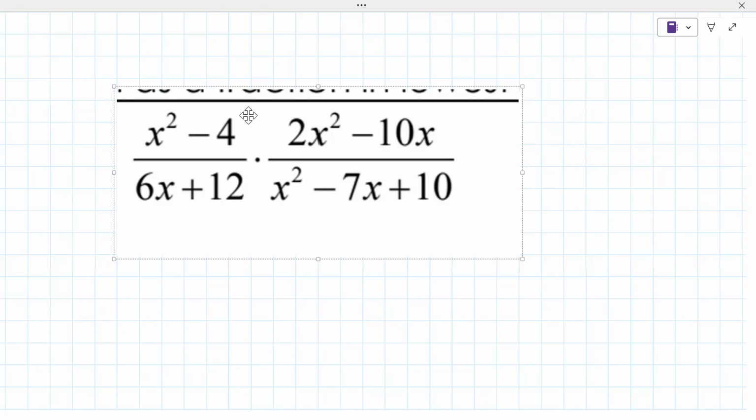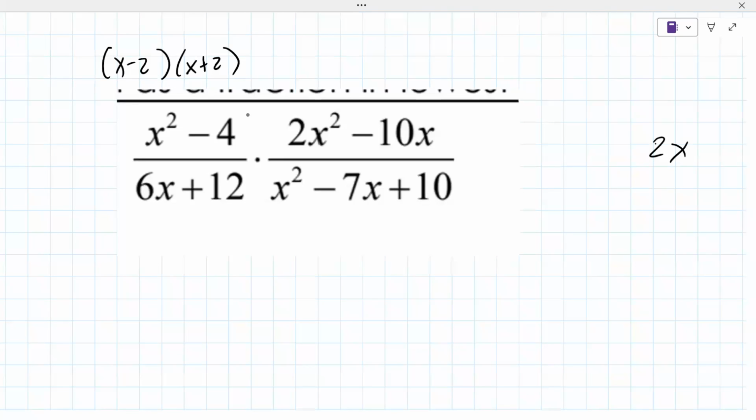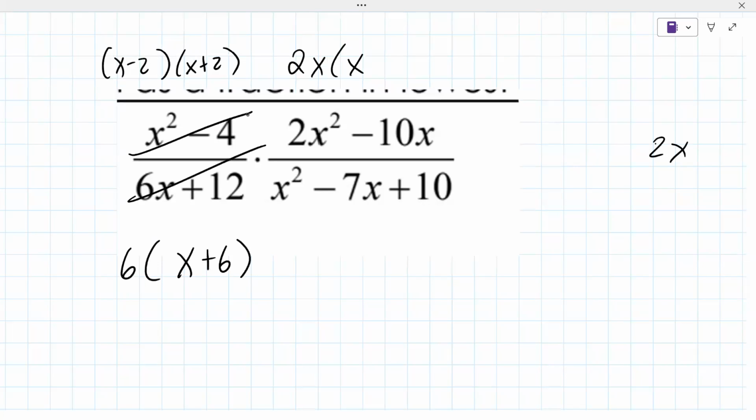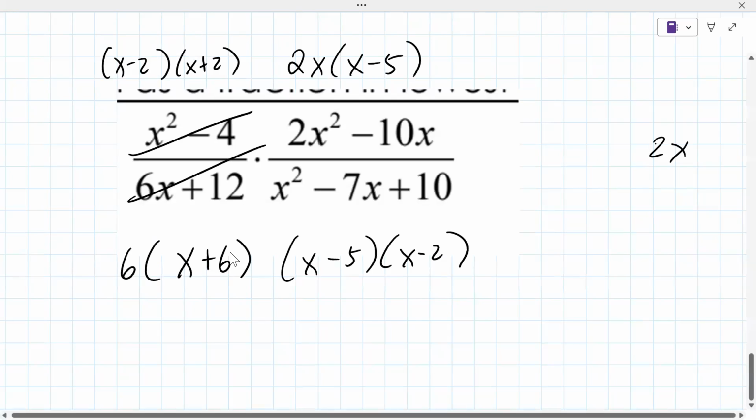I got 2x, just after, 2x, nothing more. Okay, let me take a look here. So I get x minus 2, x plus 2, 6 times x plus 6. Those are canceled out. 2x, x minus 5, x minus 5, x minus 2. I'm sorry, this is an x plus 2 down here.